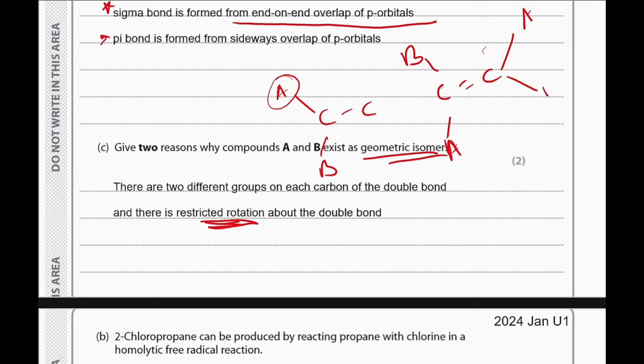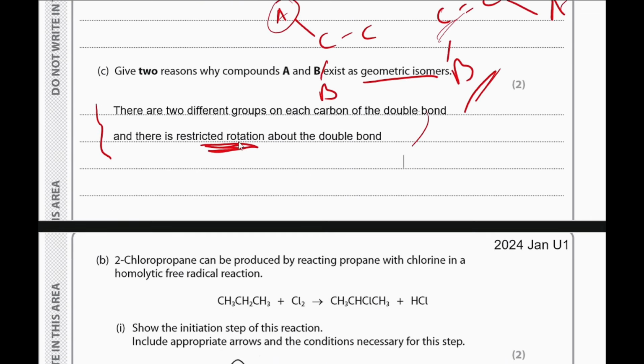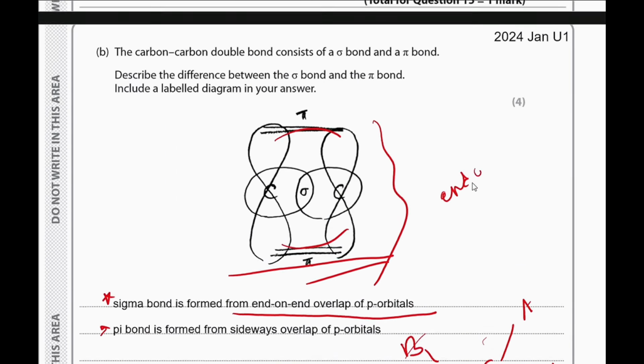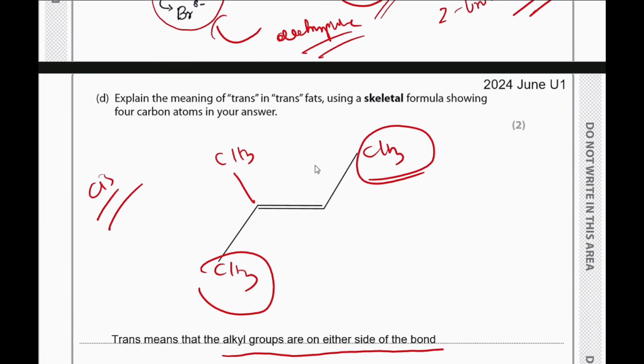It could be A or it could be B, like this. It cannot be AA or BB, because if the same groups are connected to each carbon atom, geometric isomerism is not possible. So these are the two reasons why A and B will exist as geometric isomers: it is a double bond with restricted rotation, and it has two different groups attached to each carbon in the double bond, as you can see clearly. Here there is H, so that's A, and this is B, this is A, and that's B. If there was CH3 attached to this carbon, then geometric isomerism would not have been possible.